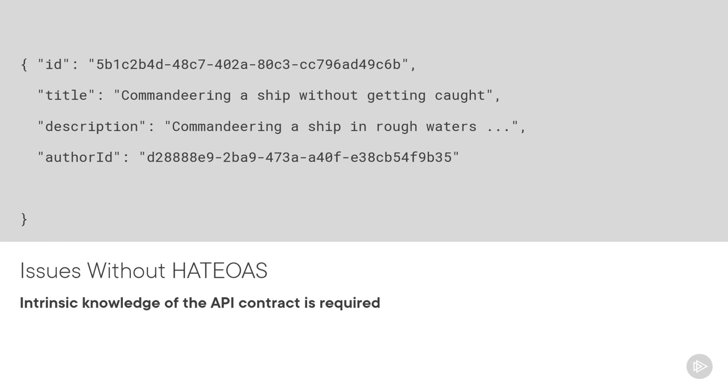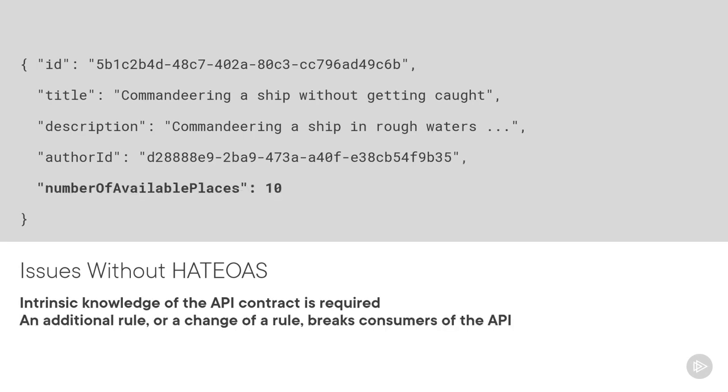Now imagine another use case. Let's say we have an additional field, number of available places, on our course. If there are still places available, someone can sign up for the course. In this case, the consumer of the API will have to know it has to expect that field before it can send a POST request to, say, api/coursereservations. That is again intrinsic knowledge of how the API works, just as in our other example.